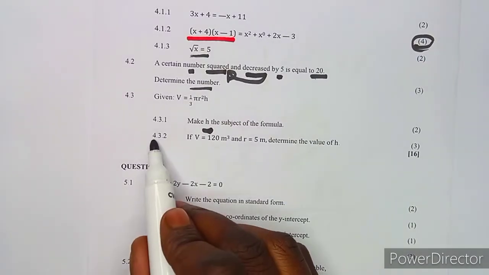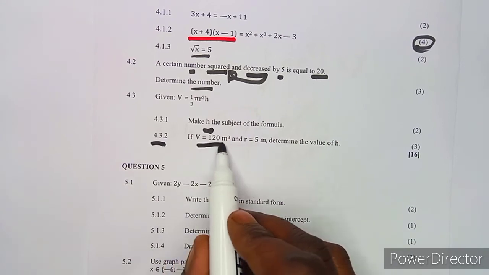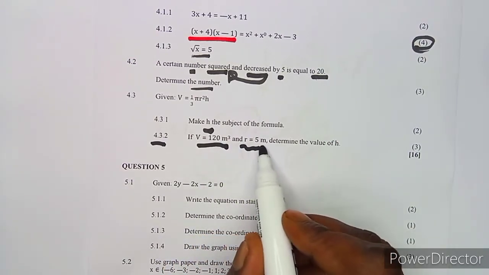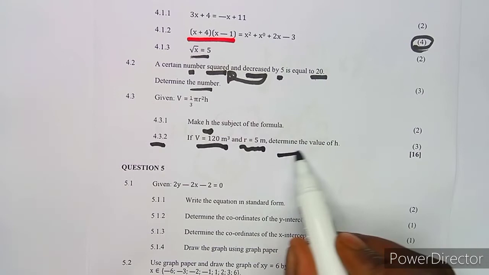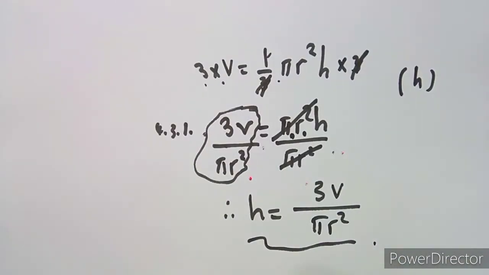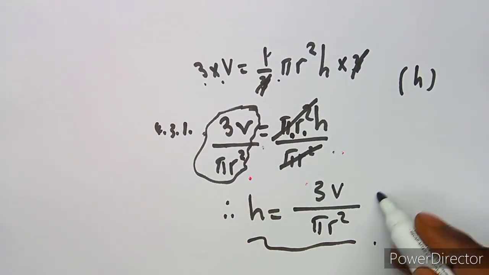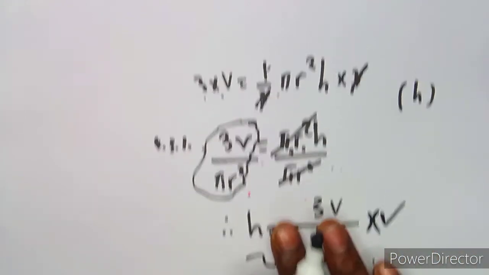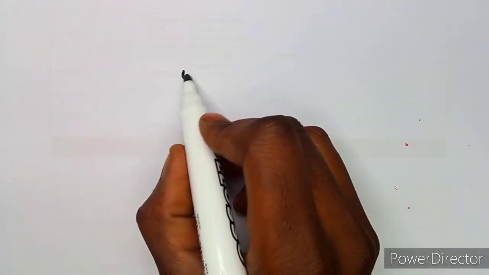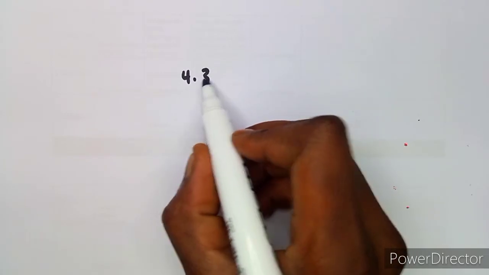So now on 4.3.2, if v is 120 cubic centimeters and r, which is the radius, is 4 meters, determine the value of h, which is the height. So what you are simply doing now is to substitute into the formula that you determined on 4.3.1. So it's now 4.3.2.